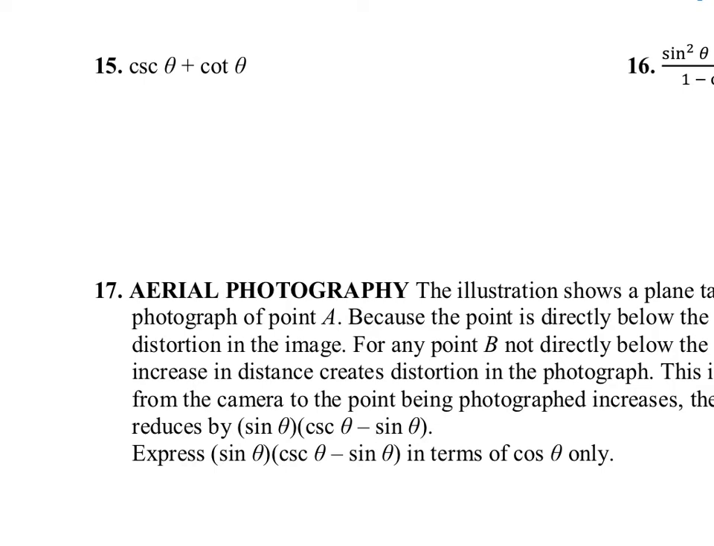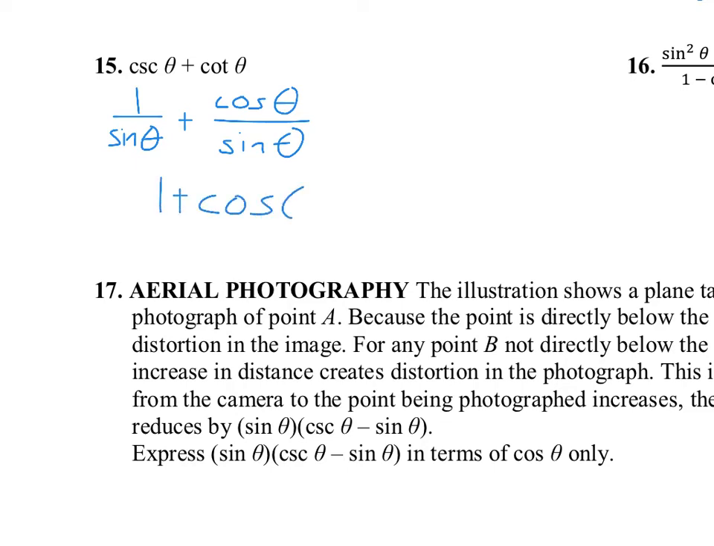Okay, 15, cosecant theta is 1 over sine theta. Cotangent is cosine theta over sine theta. Now we have a common denominator, so we can combine the numerators together. And there's really nothing else we can do with that, so this is considered simplified.